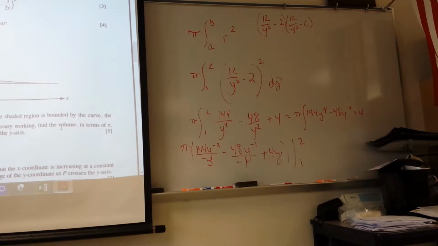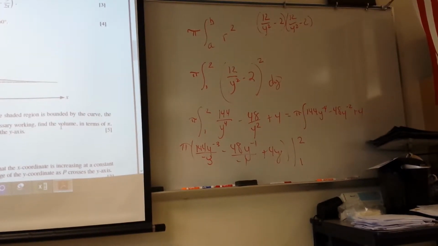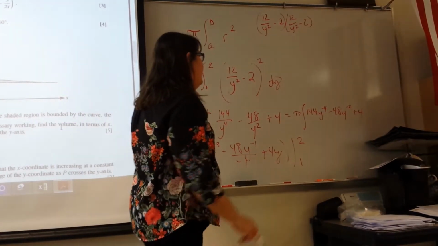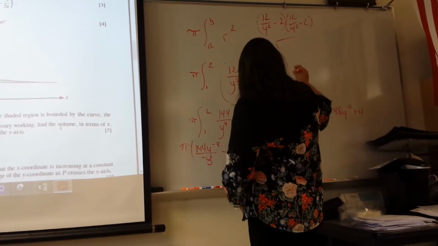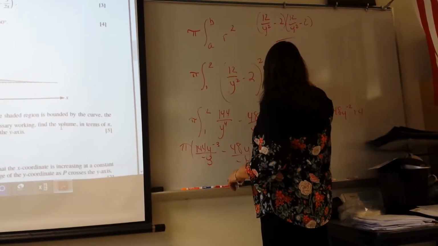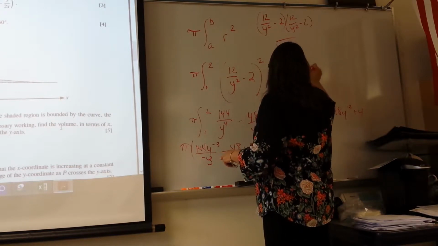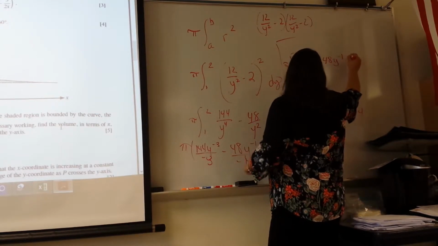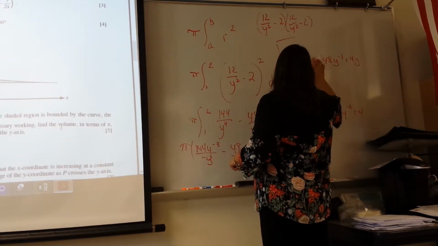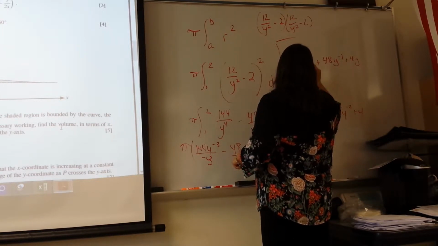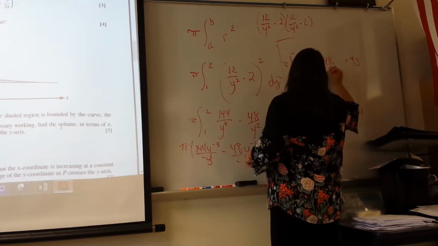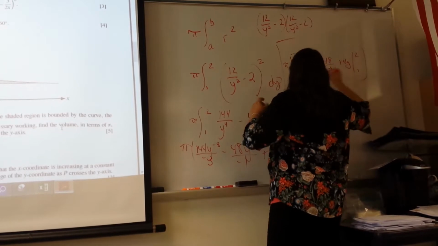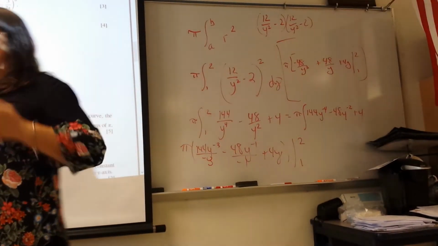Does 144 divide by 3? Yes. So negative 48 y to the -3, plus 48 y to the -1, plus 4y. My preference is to see those y's down below, so over y cubed, over y, plus 4y, from 1 to 2. Is everybody good? Did I lose you?